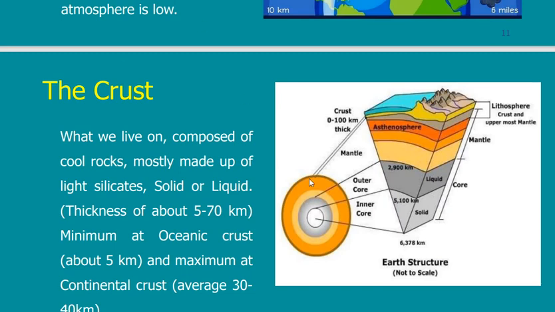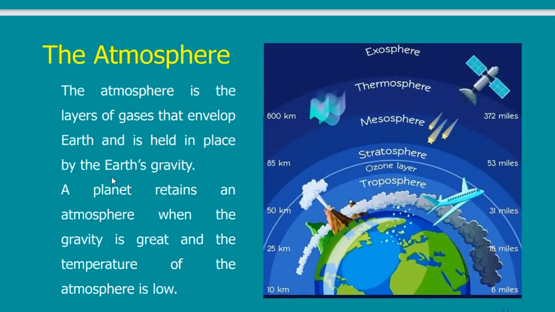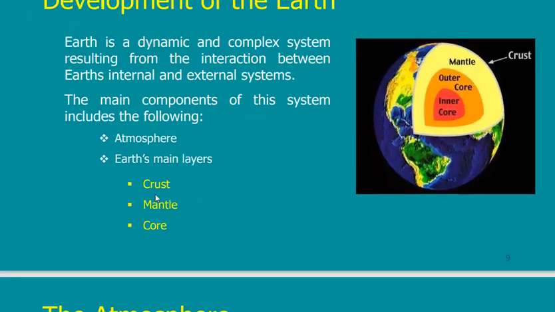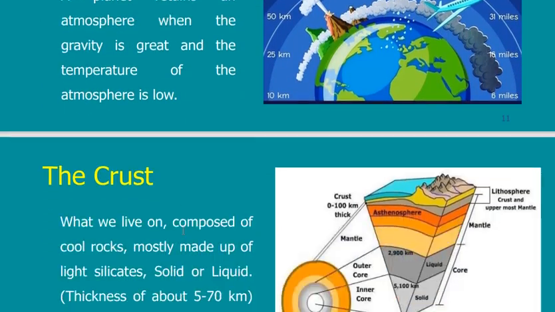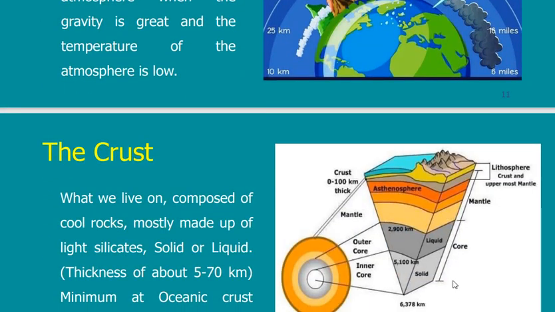This figure is very important because, as we said, the main layers of the Earth are the crust, the mantle, the core. So now let's see what is the crust, the mantle, and the core. This is the core. From inside, this is the center of the Earth. So this is the core.